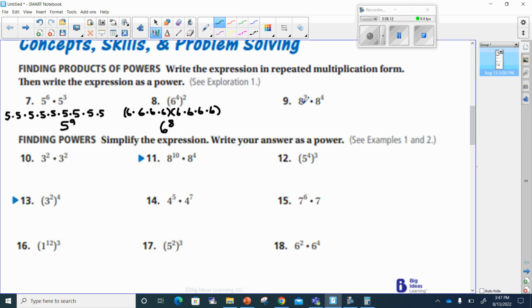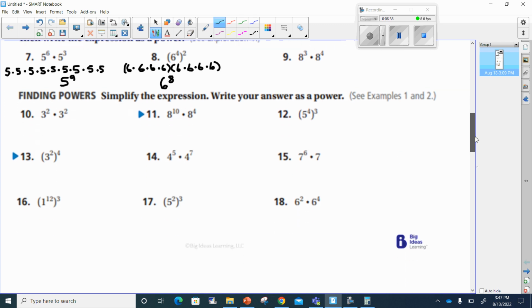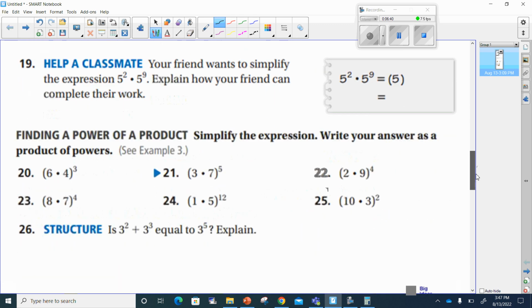I'm going to leave number 9 for you to do. So simplify the expressions, write your answer as a power. Well, that's exactly what we did over here for 7 and 8. Since I did so many of them for you before, I'm going to leave 10, 11, 12 for you. 7 and 8 should be good examples of those. 13, 14, 15, 16, 17, and 18 are all for you to do. I'm going to go down over here and look for number 19.